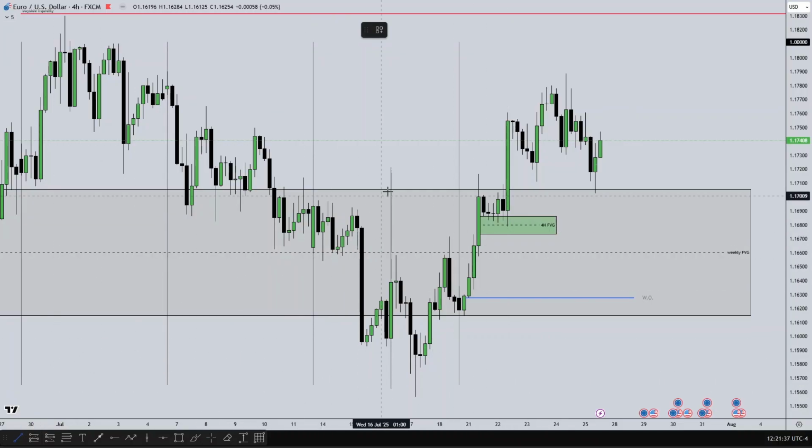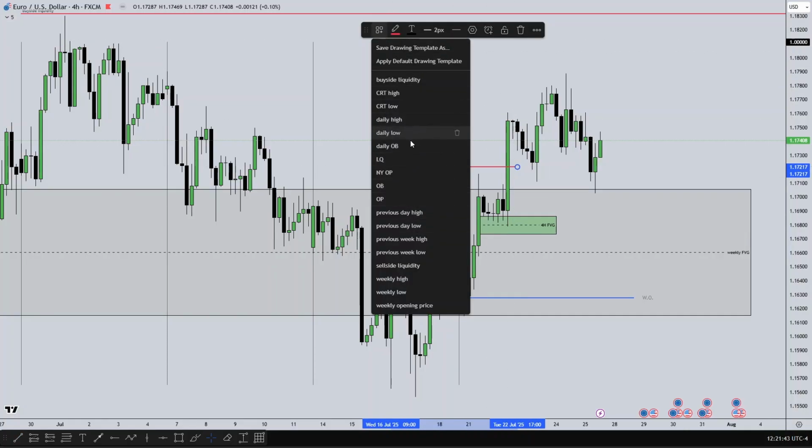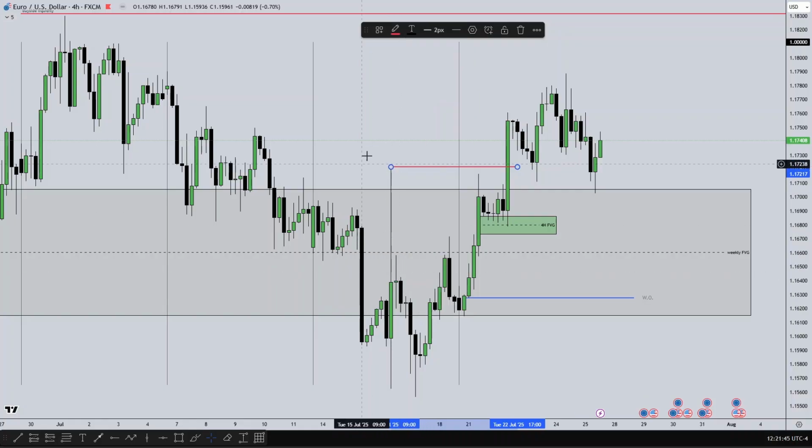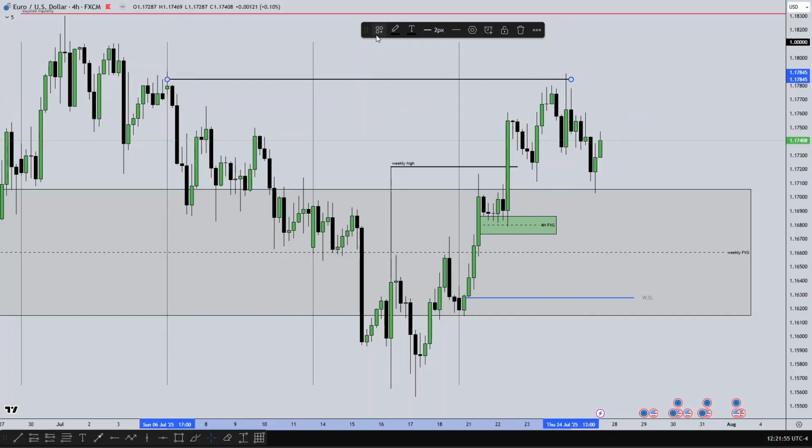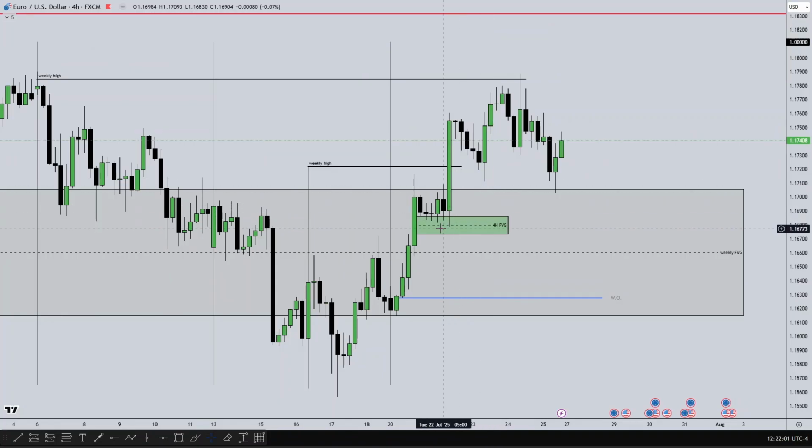So previous week highs, here's a previous week high. We're going to mark it as weekly high. And here's another weekly high, which is this high. It was actually this area where price stopped, so call it weekly high. Price retraced to the 4 hour fair value gap.